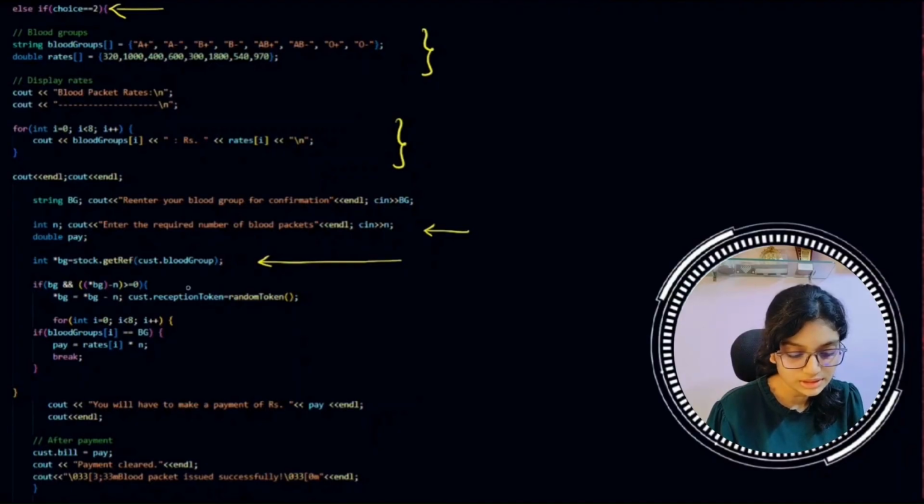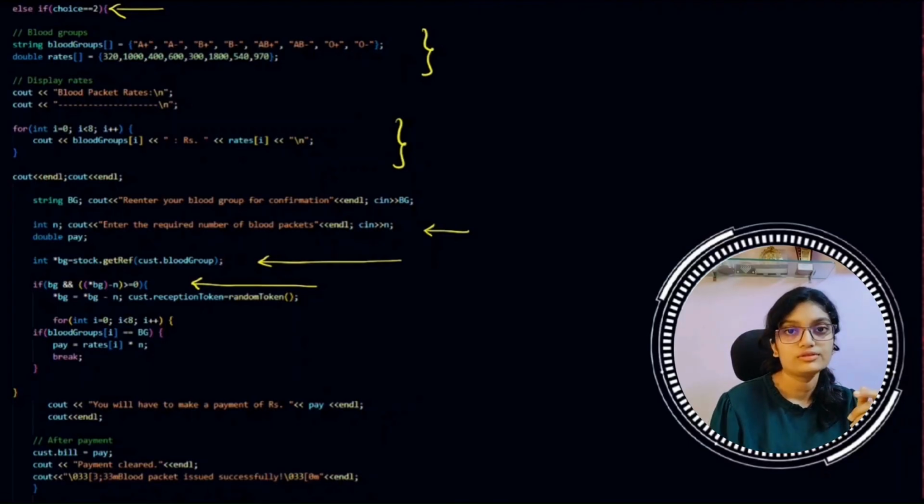Now here, using the if loop, we not only check if the pointer is valid or not, but also check that the number of blood packets available with us, if the condition can be fulfilled or not. So here, if the number of blood packets that we have is greater than what the user wants, then the blood packet stock is accordingly updated, and then the bill is also calculated. The user is shown the amount that he or she needs to pay through these lines.